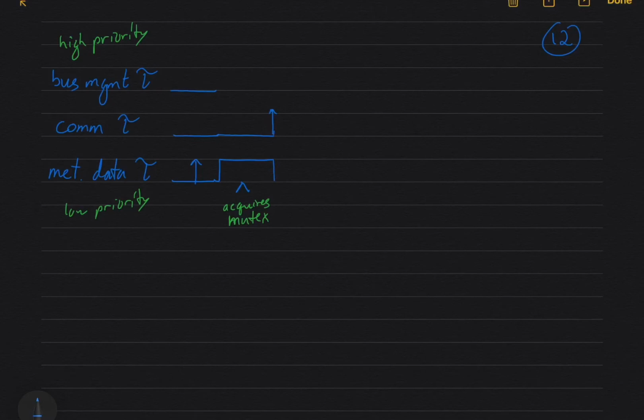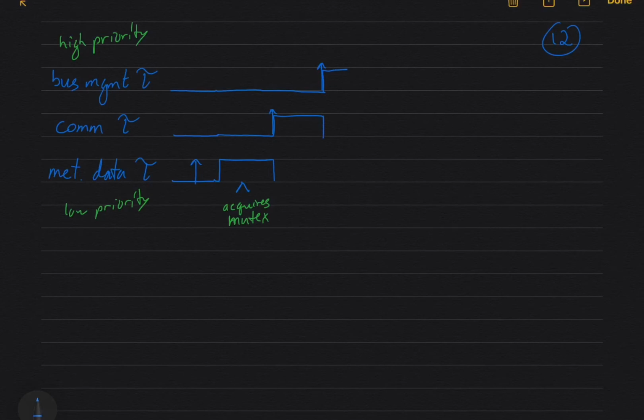And the communication task runs, and after some time of it running, the bus management task is ready to run. And remember that the communication task and meteorological data task executed infrequently, so this combination of circumstances was, I guess, a low probability event. And so the bus management task starts to run here. We have a context switch.